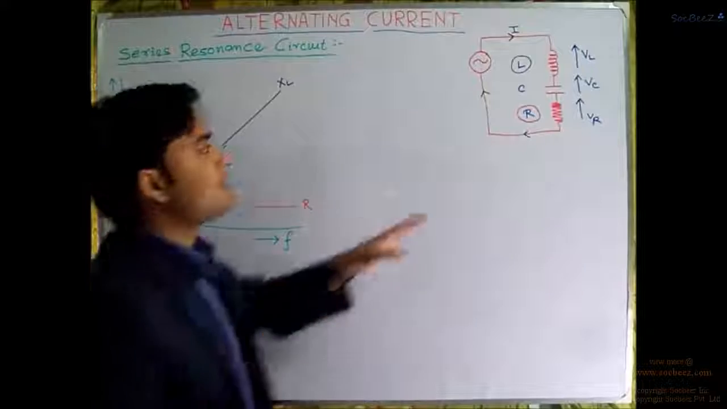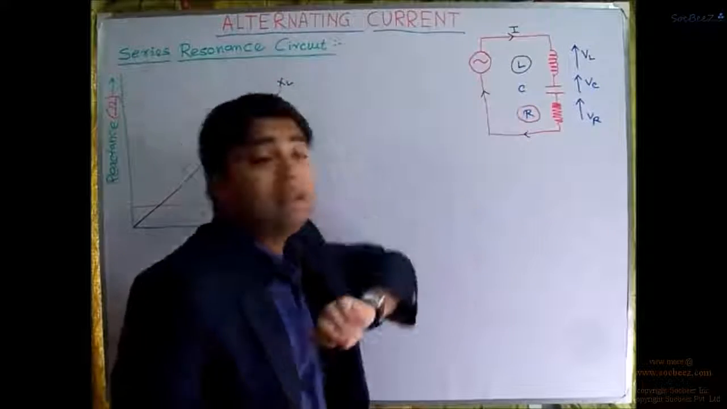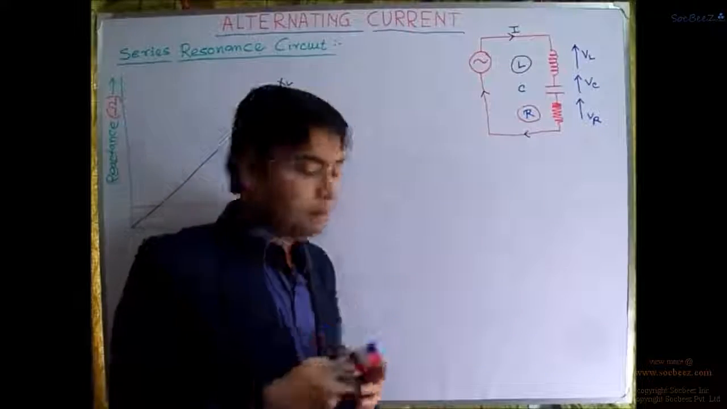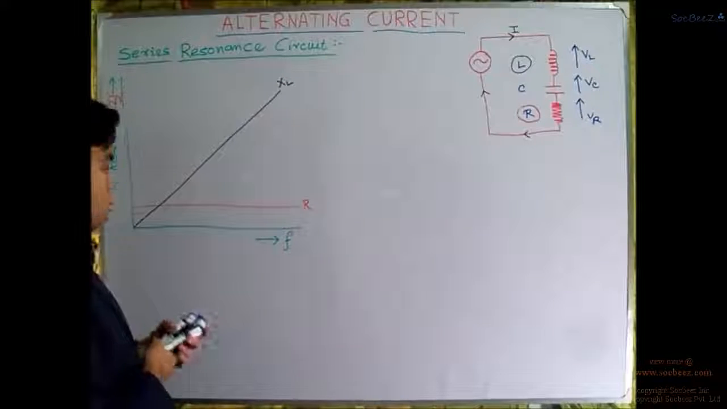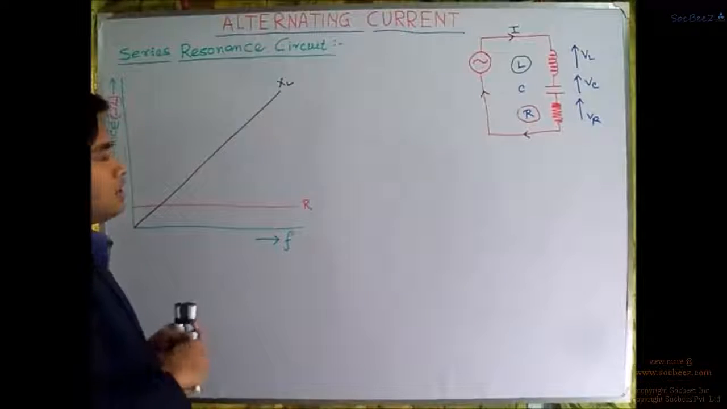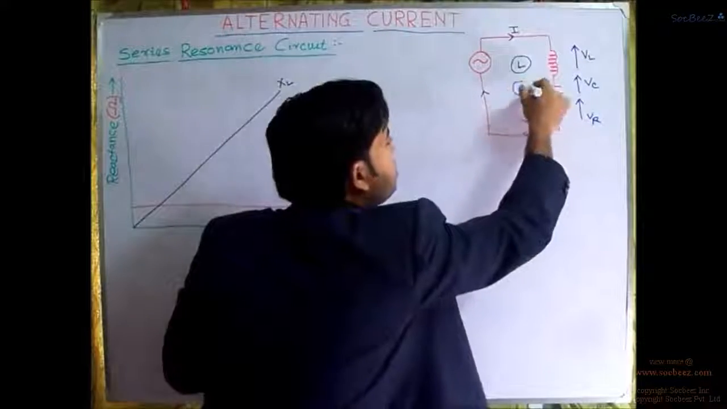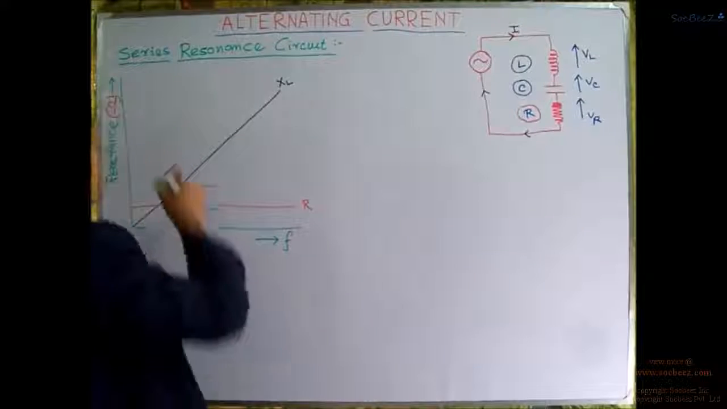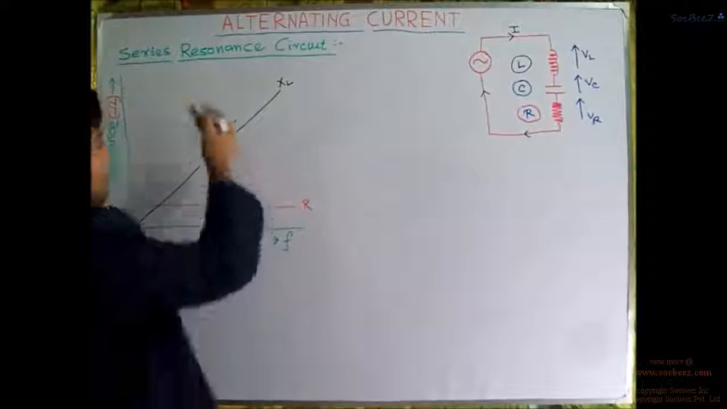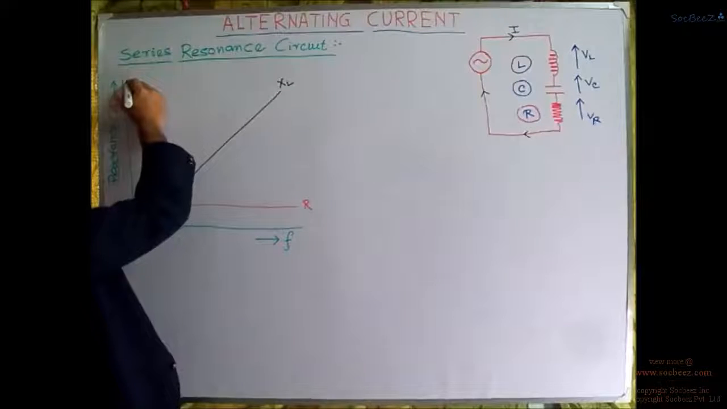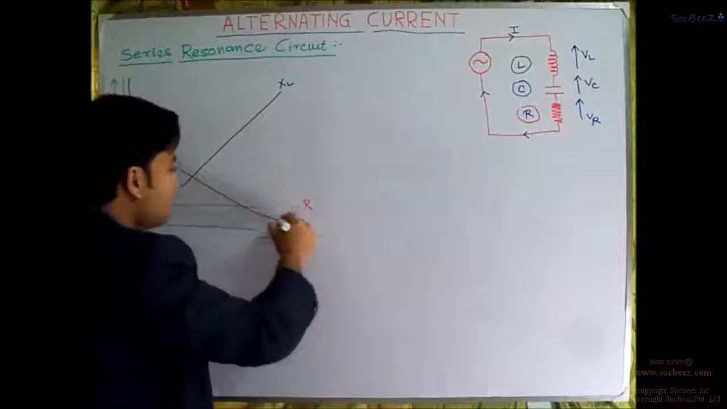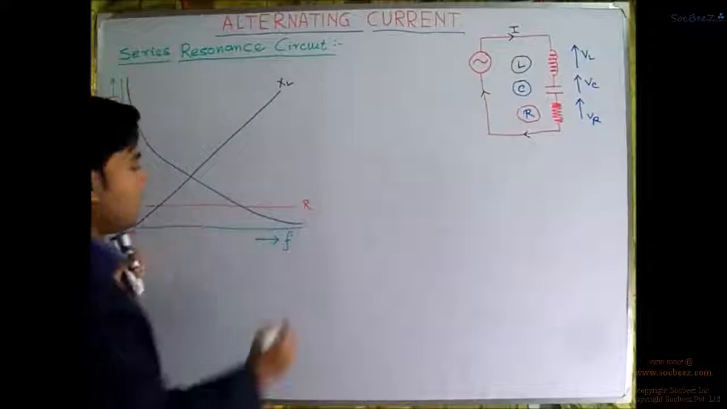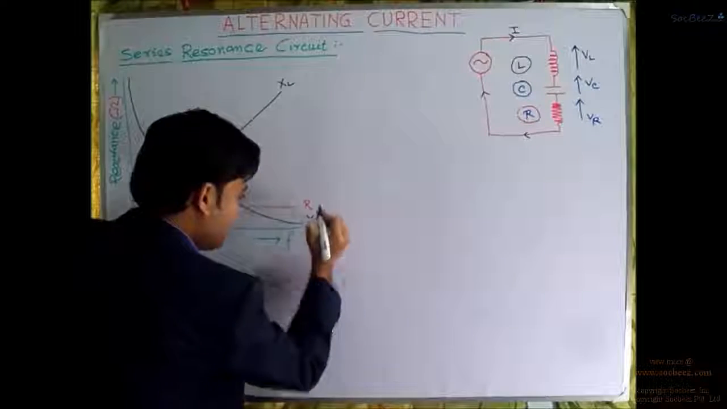Now the left out C, for this C there will be a capacitive reactance, right? Now let us show the capacitive reactance with the help of this blue line. As we have seen, the graph of XC was somewhat like this. So let us draw the graph. Somewhat like this. This is XC.